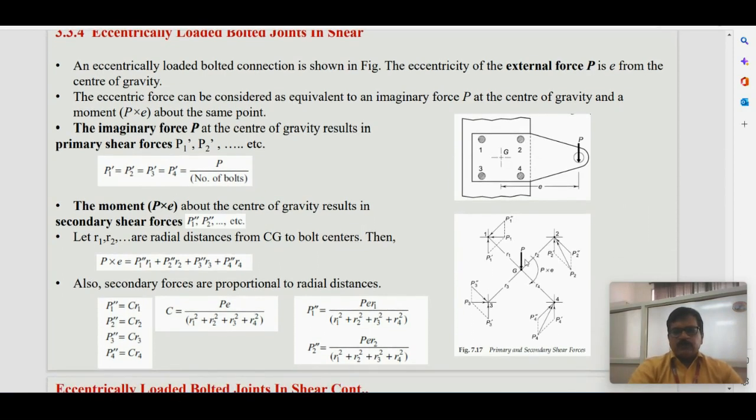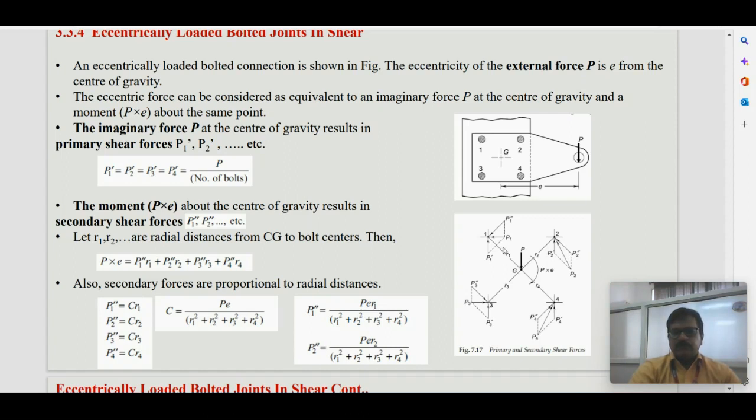So this diagram clearly shows all the four bolts are subjected to the primary shear in the downward direction, whereas the secondary shear due to the movement is in the upward direction for some of them and in the downward direction for others. So the resultant of these primary and secondary shears on one of the bolts will be the maximum value, and that maximum value is considered for the design of the bolt.